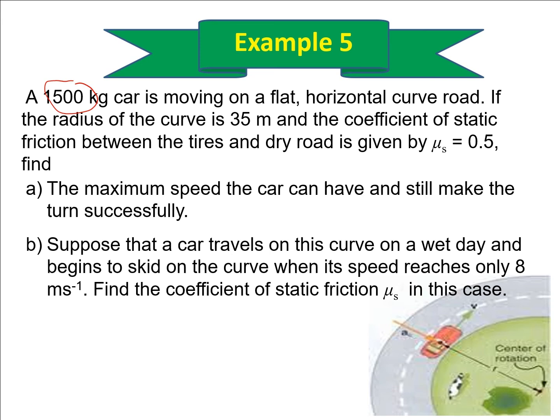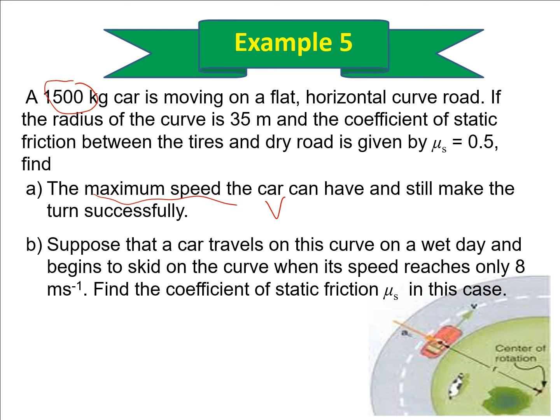If the radius of the curve is 35 meter and the coefficient of static friction between the tires and dry road is given by mu equals to 0.5, calculate the maximum speed the car can have and still make the turn successfully. So dia tanya berapa V dia so that dia boleh buat corner dengan jayanya. Maknanya dia tak ada terbabas ke apa ke.